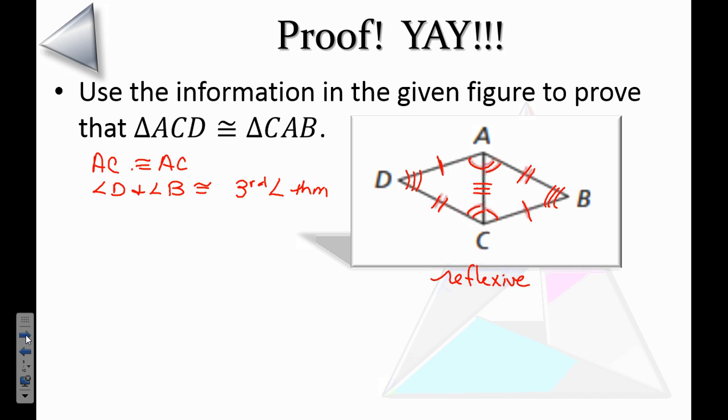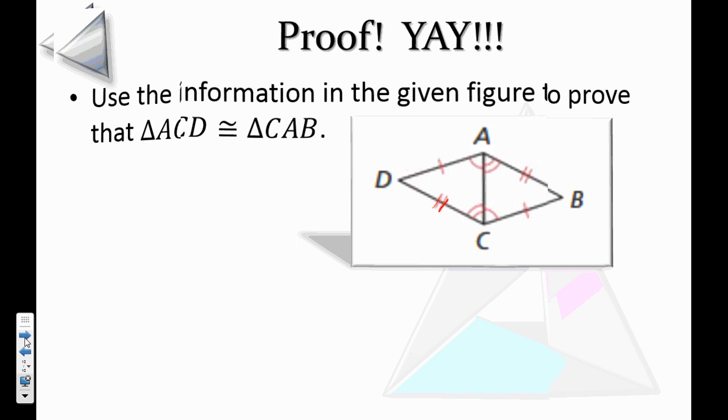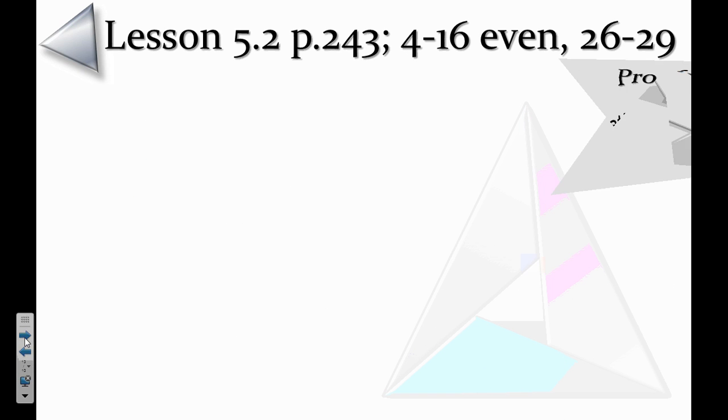So I want you to strategize on these proofs, okay? Don't have to write the full formal proof, no 2 columns. Just tell me what you're thinking. How can we get it there? Okay? All right. Assignments on the board. You've got some time to get started or finished if you've been working. For origami crane, 4 through 16 even, and 26 through 29 on page 243.